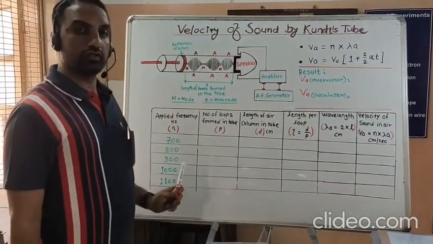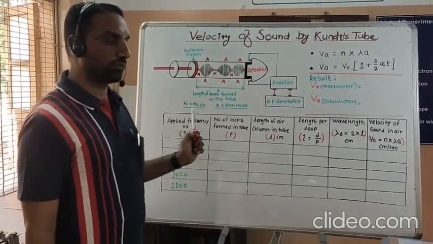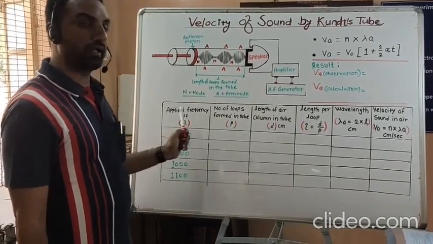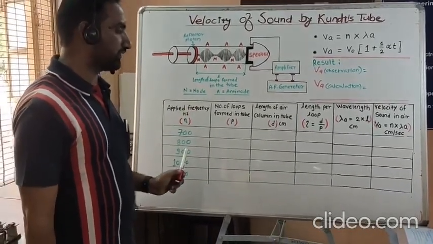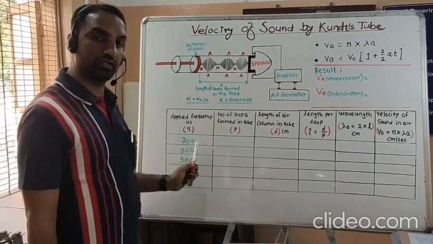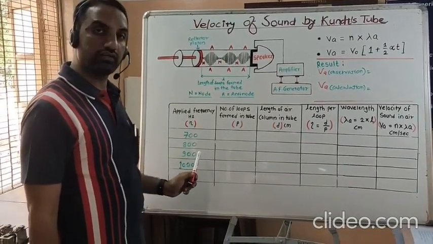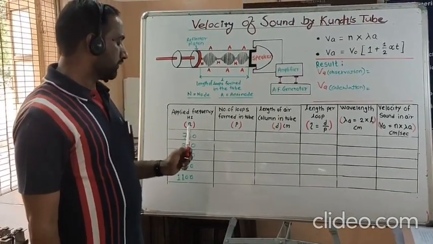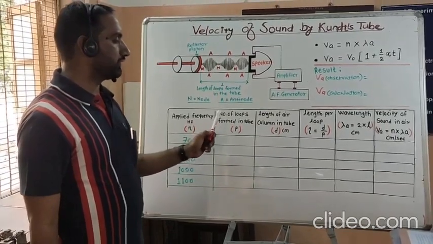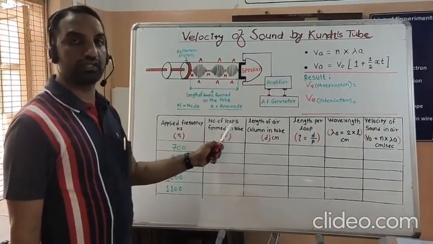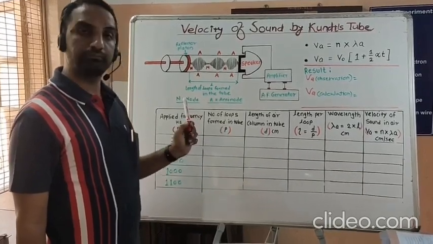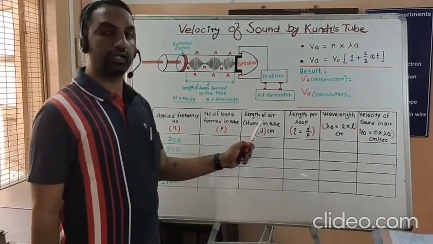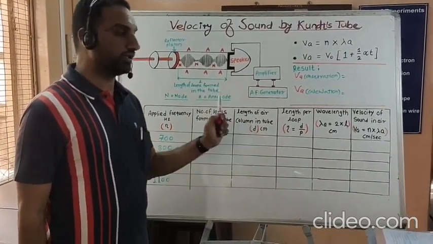This table is used here for finding the velocity of sound from these observations. I am using the first column as applied frequency. We have to perform this experiment for different frequencies like 700 Hz, 800 Hz, 900 Hz, 1 kilohertz and 1100 Hz. For every frequency, we have to find the total number of loops formed inside that tube. It is denoted by P. The second is the total length of the air column in that tube. It is denoted by small d.